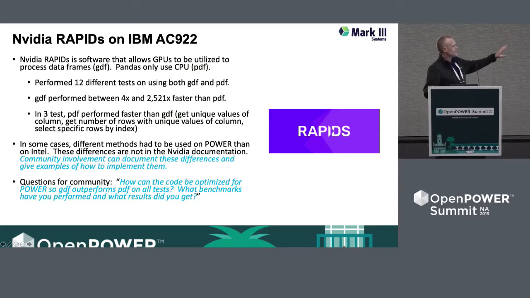So I did a bunch of testing here between the standard Pandas data frames that run on the CPU versus the GPU version, or the GDF. And the GDF, in most cases, was between, say, 400 and 2,500 times faster than running on the CPU. There was a couple of tests where it wasn't faster, but I won't go into all of that. But I'll give you an example of why this is important and why this is something we should be talking to people about, and how well it runs on the AC922.